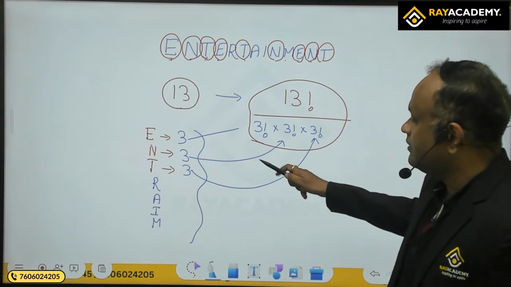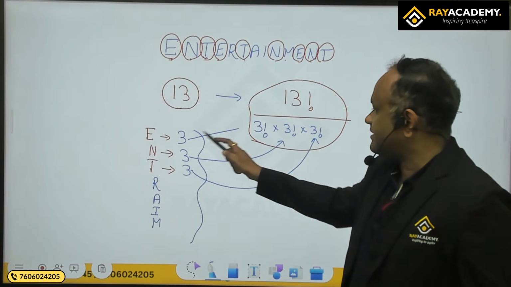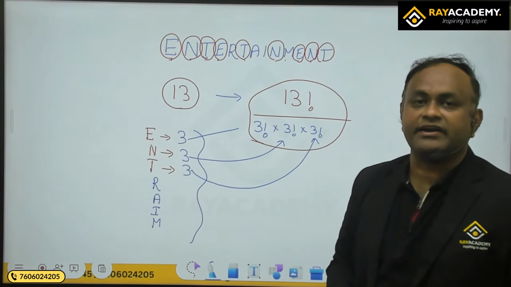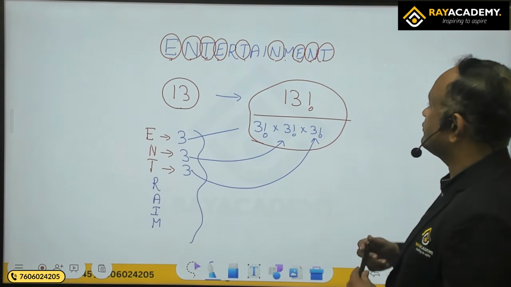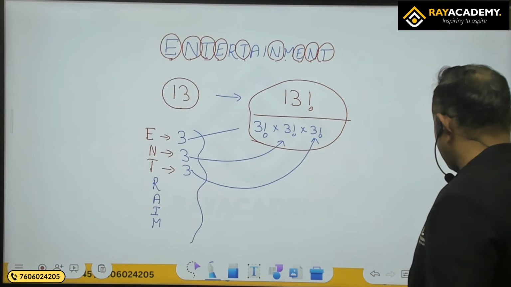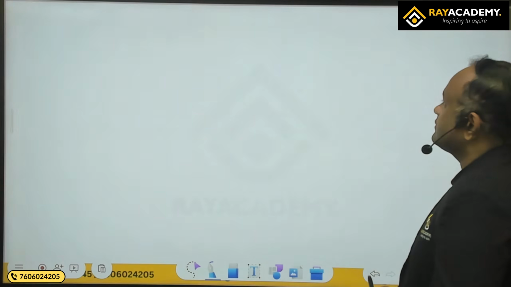So what we have done: for each letter, we divide by the factorial of the number of times it repeats. So that is the minor change if there is repetition. Okay, let's do another question.